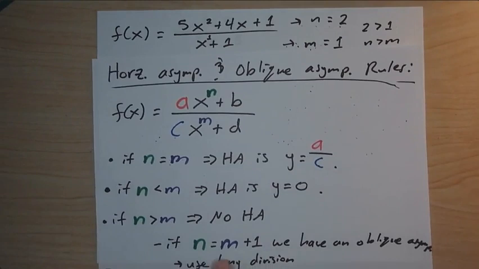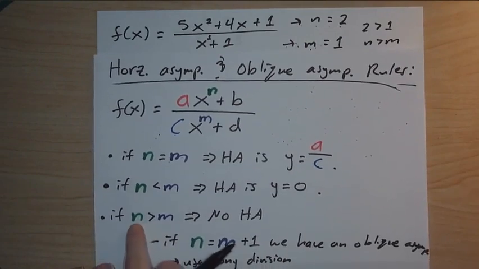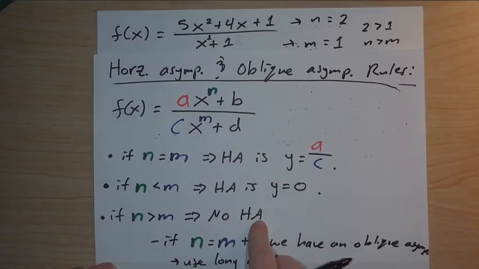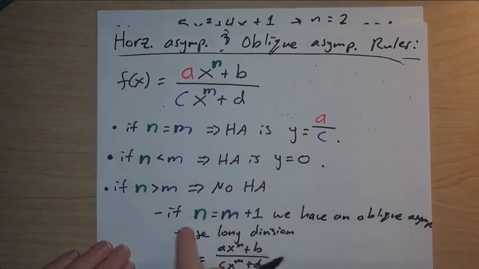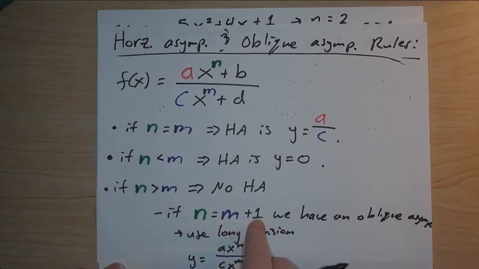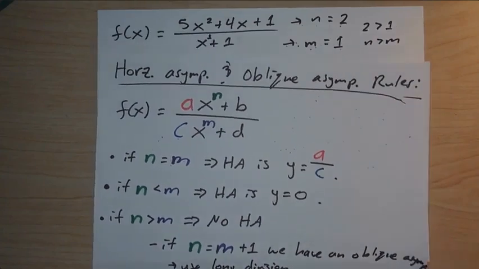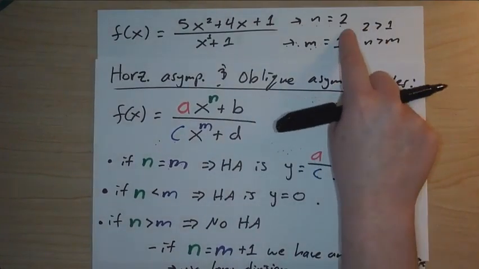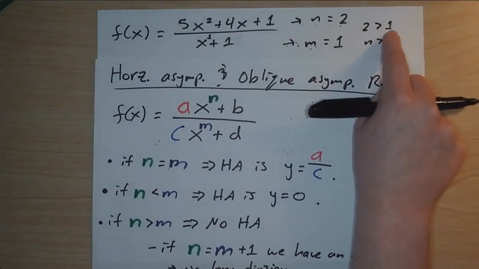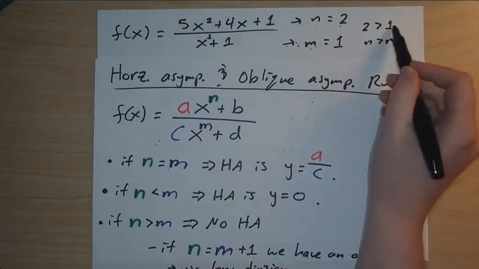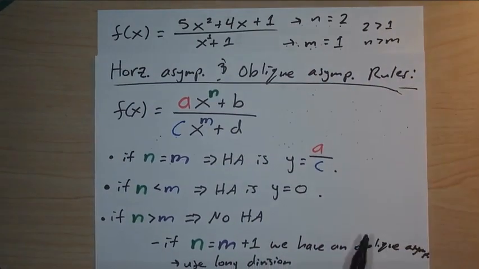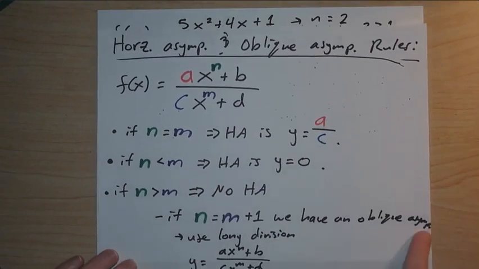So we are going to follow this rule. We have n is greater than m, so there's no horizontal asymptote. However, we have to check this caveat. If n is greater than m by exactly 1, then we have an oblique asymptote. So if we go back here, 2 is greater than 1 by exactly 1. If you add 1 to 1, you get 2. So because of that, we know that we have an oblique asymptote.